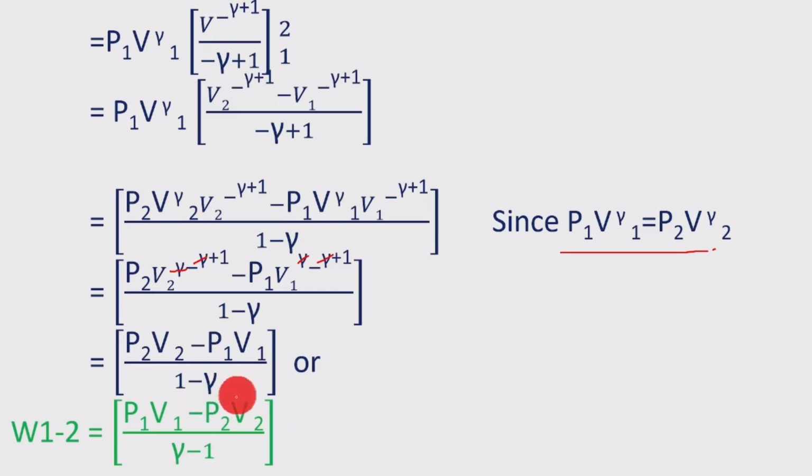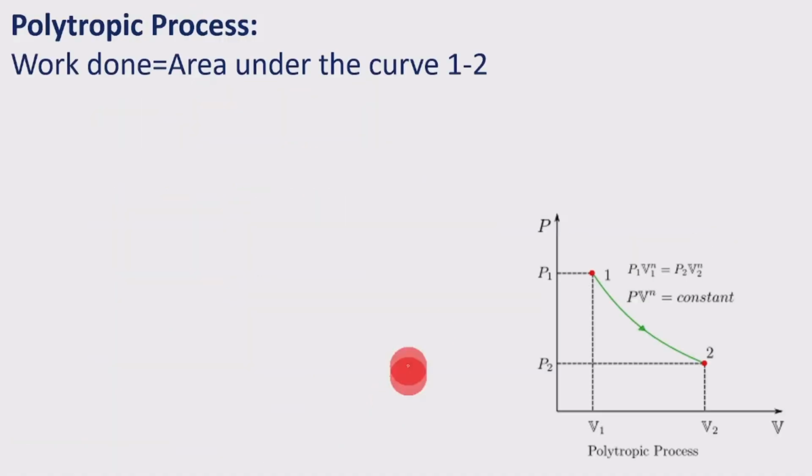Instead of writing 1 minus gamma, we will take gamma minus 1, because gamma is 1.4. This is the work done expression for the adiabatic or isentropic process. Moving further, the next one is the polytropic process.